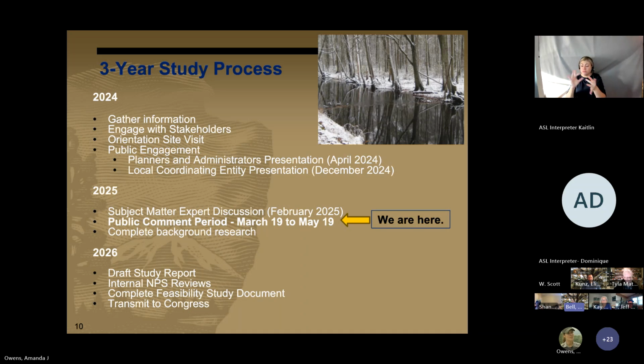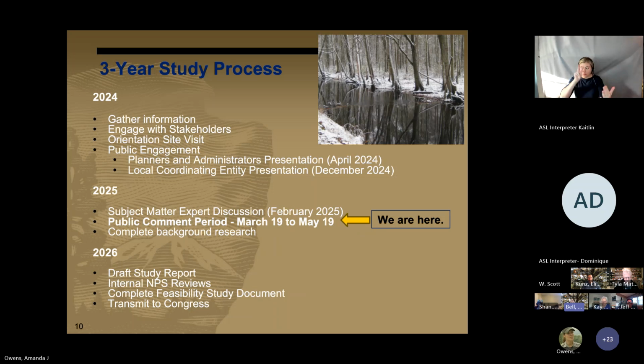Once we conclude the public meetings, we will complete our background research and then start drafting the study report. We anticipate that'll start maybe late this summer or next fall and winter. Once we have that study draft put together, we will have it reviewed by NPS staff and National Heritage Area staff, finalize that document, and once we finalize it, it will be transmitted to Congress and it will be made public at that time through our website. And that's when you all can read it.